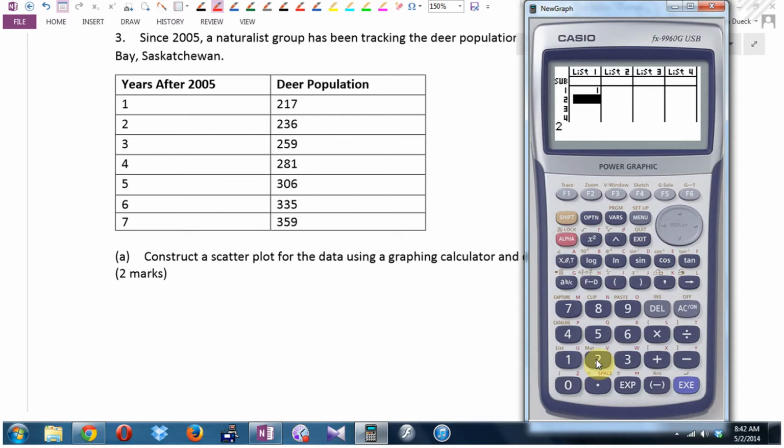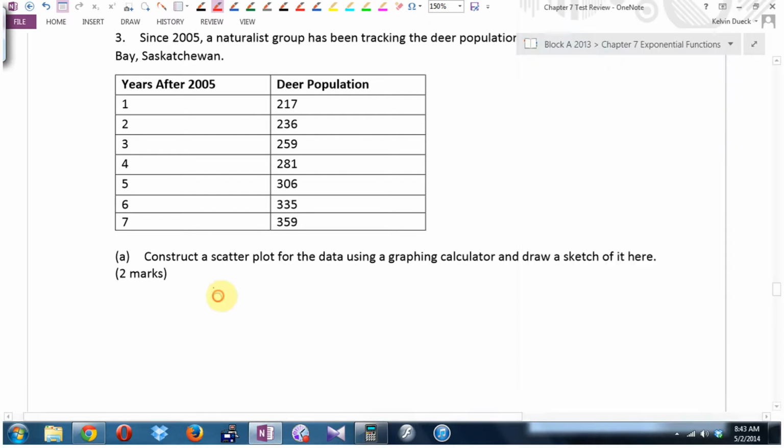So we have 1, 2, 3, 4, 5, 6, 7, and 217, 236, 259, 281, 306, 335, 359. I'm going to graph. Hey, that does look like just an exponential graph. So it says construct a scatter plot and draw it here. Something like that. I don't think this one should be worth 2 marks. I probably won't make it worth 2 marks on the test, but for now that's okay.